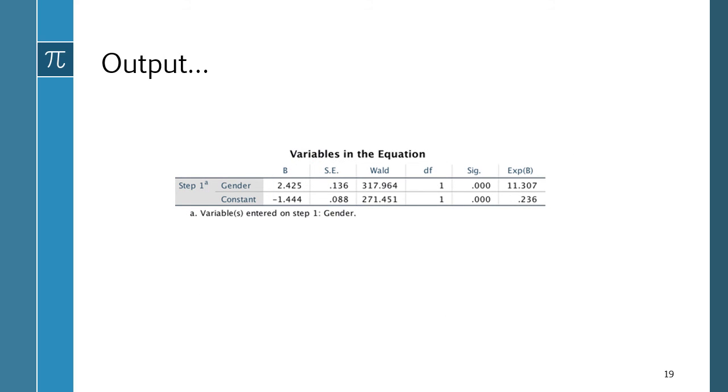So then you will end up with an output that, if you scroll down to the bottom, you'll get this table that says variables in the equation. So there's gender, there's a beta for gender, a B. There's the standard error, the test statistic, the degrees of freedom, and the significance level. And then you have this term over here, which is exponential of beta, or exponential B, which is 11.307. Okay, does that ring a bell?